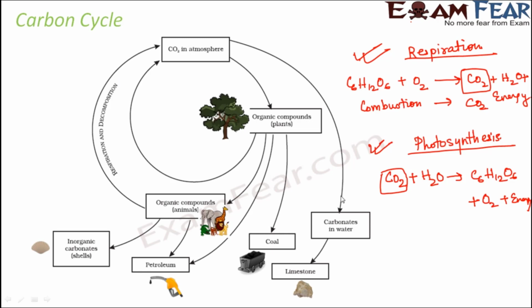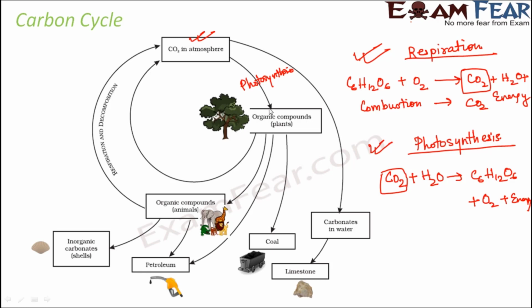Now let us look at this picture of the carbon cycle, because now we will be able to understand this picture better. Here you see, this is the carbon dioxide present in the atmosphere. This carbon dioxide is utilized by the plants during photosynthesis. Some part of this carbon dioxide also combines with water to form carbonates, like limestones.